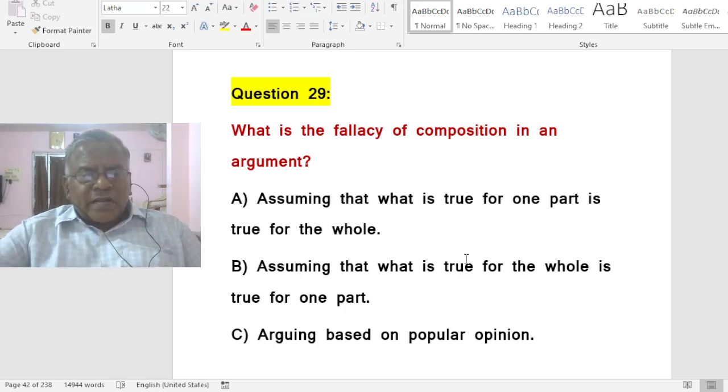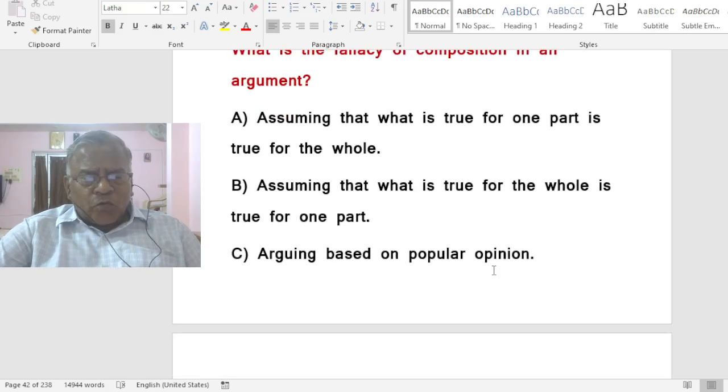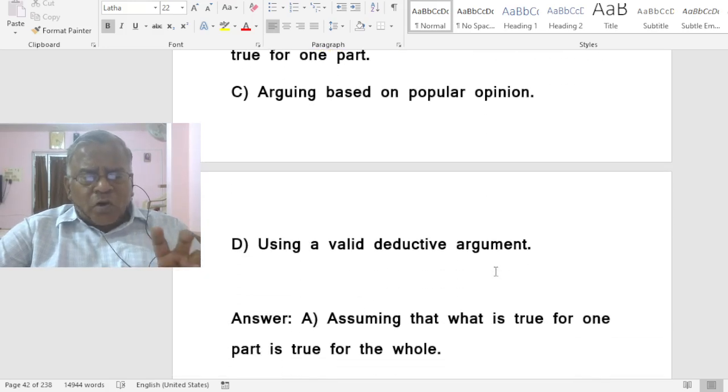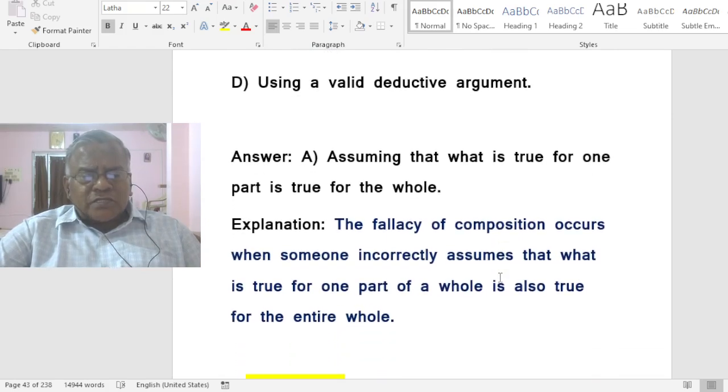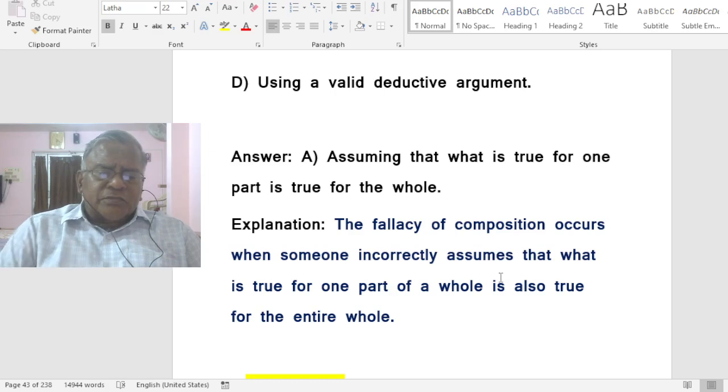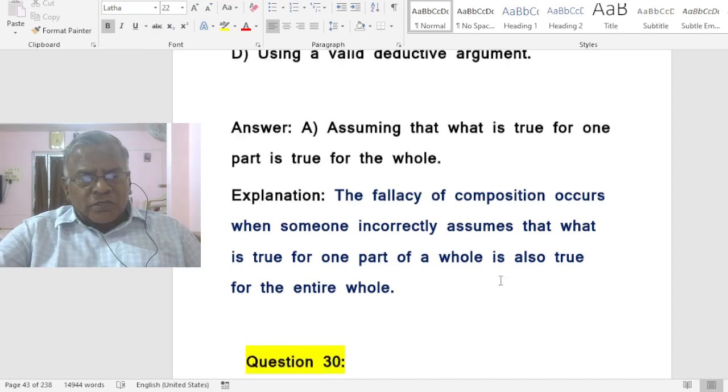Right? So, that is the idea here. What is true for one part is true for the whole. The fallacy of composition occurs when someone incorrectly assumes that what is true for one part of a whole is also true for the entire whole. Of course, you understood this.